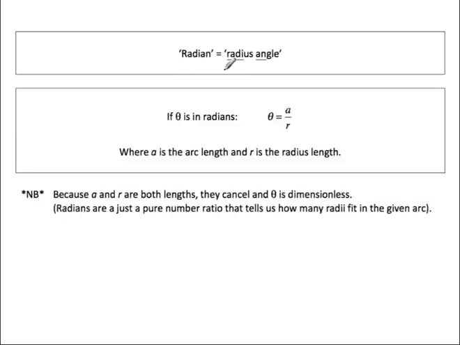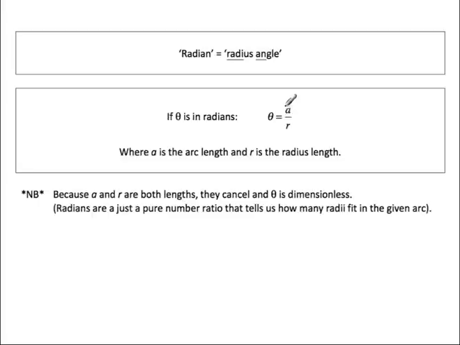The word radian comes from radius angle to help remind us that the measure of an angle in radians is simply the number of radius lengths that fit in that arc. We can figure out a formula that relates what we've said above. If theta is the angle in radians, then theta is simply equal to the length of the arc that we're describing divided by the length of the radius for that circle. So theta is equal to A over r, where A is the arc length and r is the radius length.